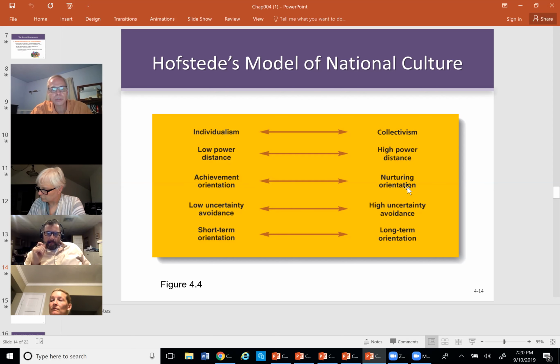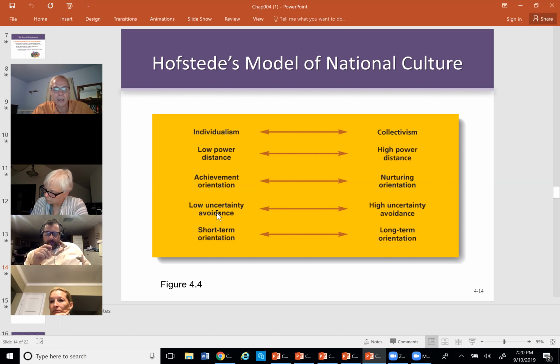Achievement-oriented versus nurture-oriented. Sometimes this is called masculinity, the achievement, and femininity, the nurturing. So what comes first, career or family, is kind of the difference there. So there's a measure of that in the different countries. That varies wildly as you move around Europe, by the way. It's kind of interesting. Low uncertainty avoidance and high uncertainty avoidance is your ability to tolerate risk. Not take risk, but tolerate risk.